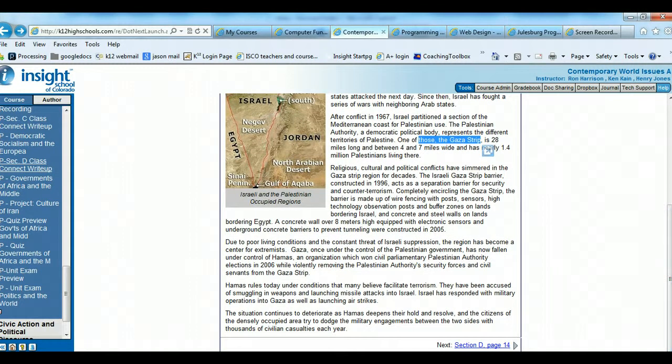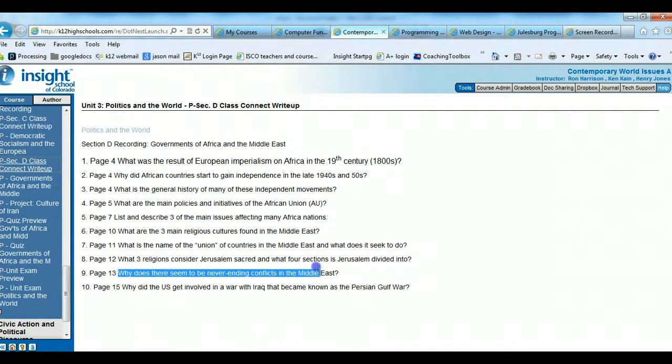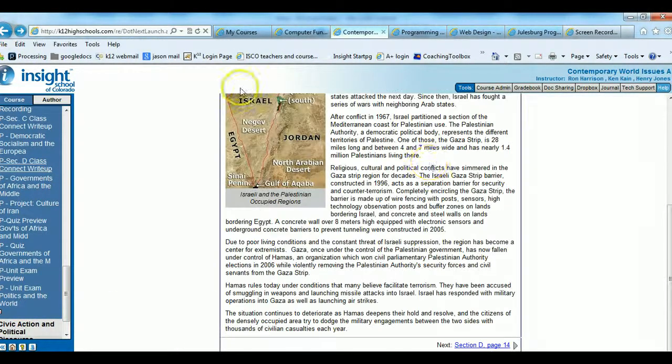So on that question, why does there seem to be never-ending conflicts in the Middle East? Well, I just talked about it, didn't I? Differences in religion, differences in the history of the region, historical conflicts, ranging back 2,000 years ago. And then, of course, if you go down below here, we have Hamas. Hamas is a military organization that's government, and Hamas, their goal is to get rid of the Jews. So now we have the battles we have now.